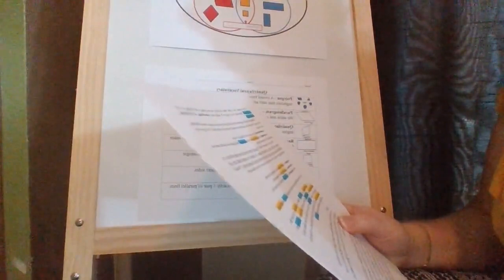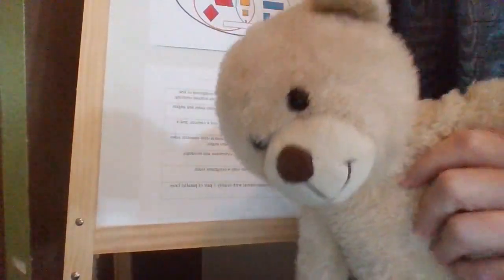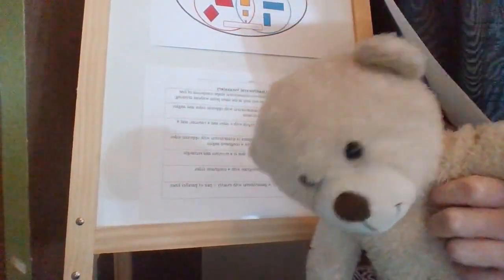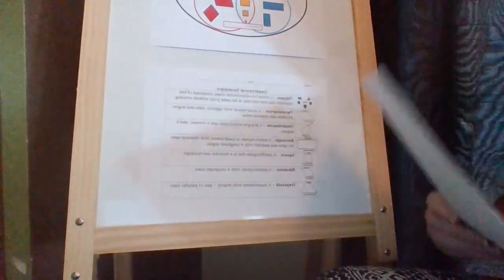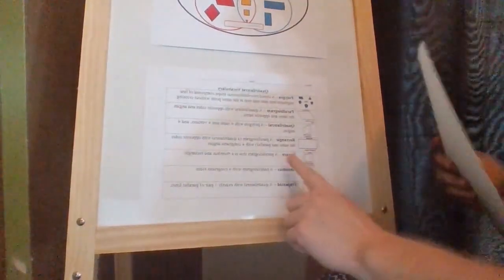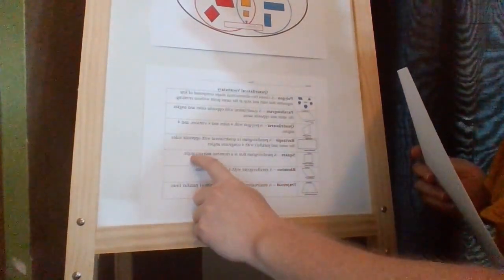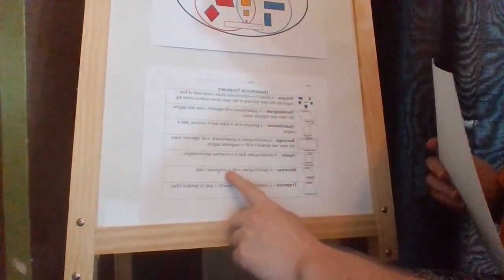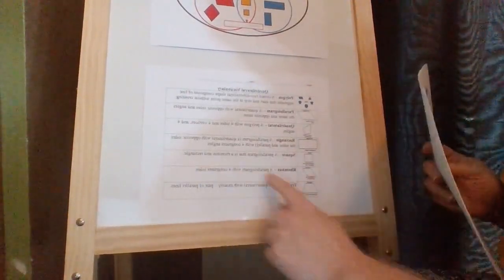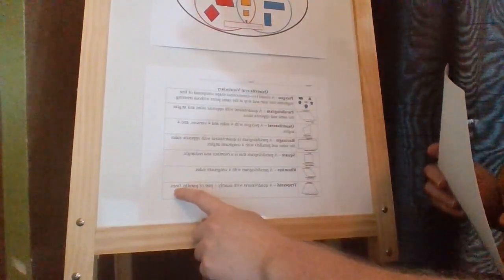What about parallel? Who knows what parallel means? I do, Miss Watts. Parallel means lying or moving in the same direction, but always the same distance apart. Great job, friends. A square is a parallelogram that is a rhombus and a rectangle. A rhombus is a parallelogram with 4 congruent sides. And a trapezoid is a quadrilateral with exactly 1 pair of parallel lines.